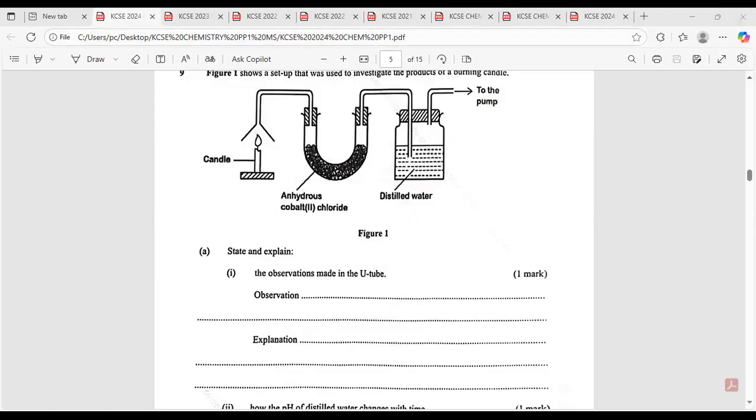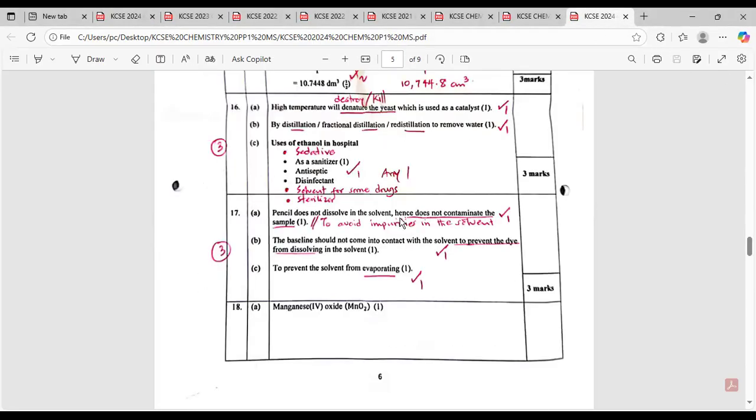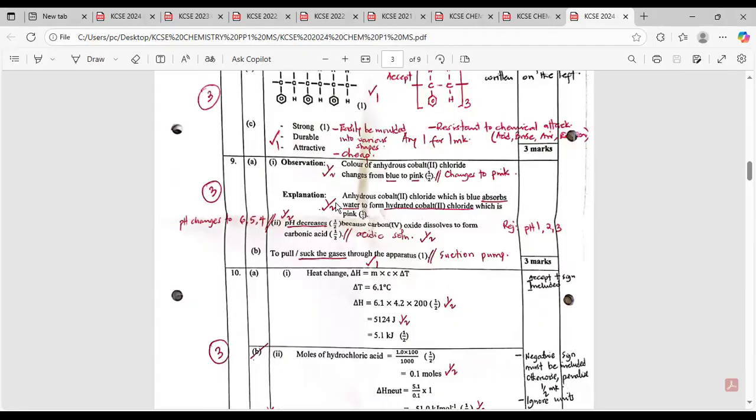This is question number 9. So I can take you through question number 9. You can see the observation. The observation is that the color of anhydrous cobalt-2 chloride changes from blue to pink. Explanation: this is because anhydrous cobalt-2 chloride will absorb water to form hydrated cobalt-2 chloride, which is pink.